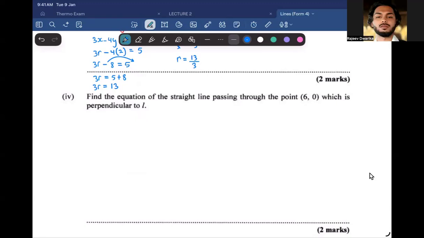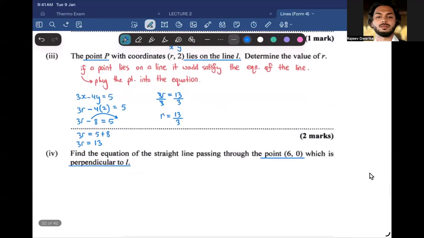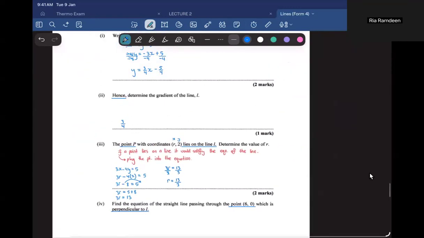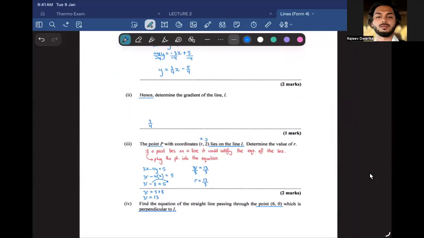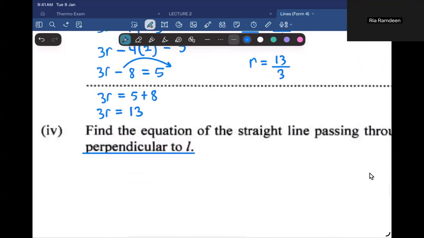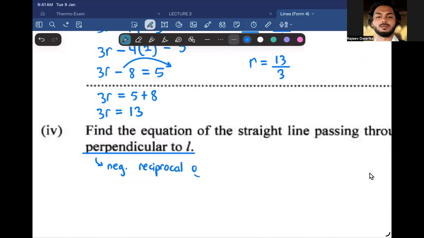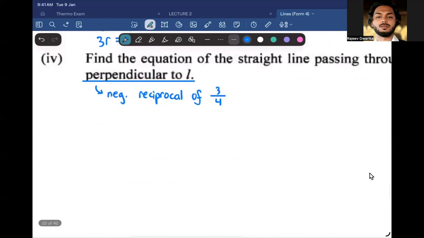Right, so find the equation. Now they're saying that it's passing through the point 6, 0, that's important. And they're saying that it's perpendicular to L. Now, if it's perpendicular to L, could we find the gradient of it? Yep. What would the gradient of it be? Minus 4 over 3. Right, so all it is is the negative reciprocal of 3 over 4. So you said negative 4 over 3, right?